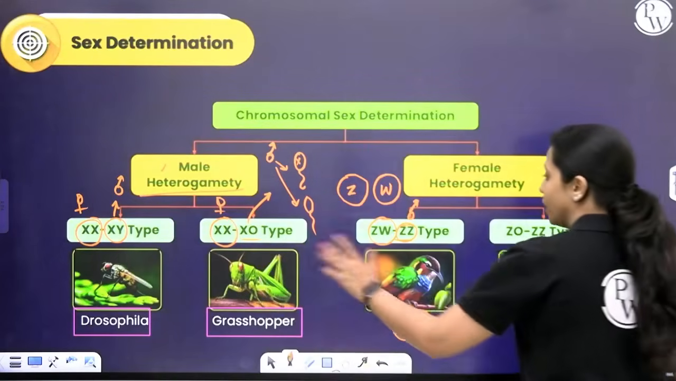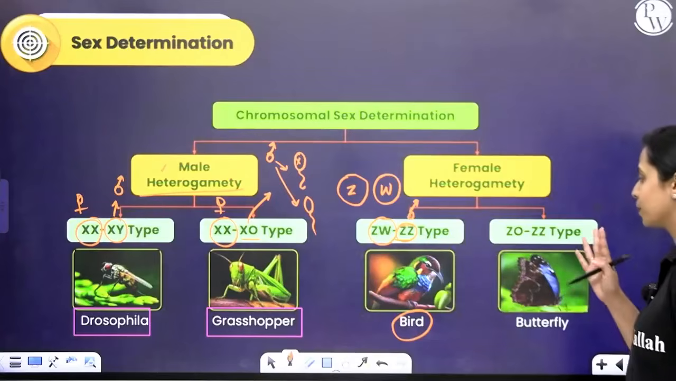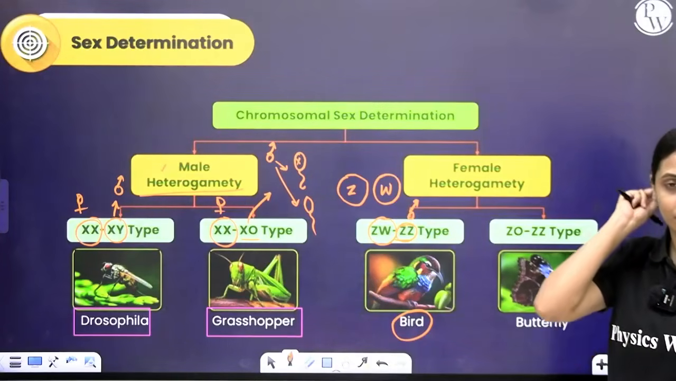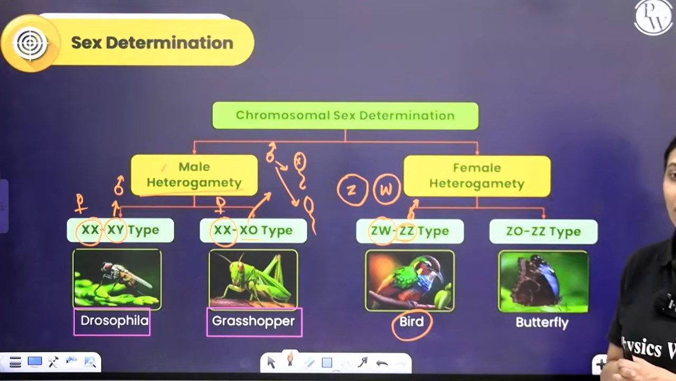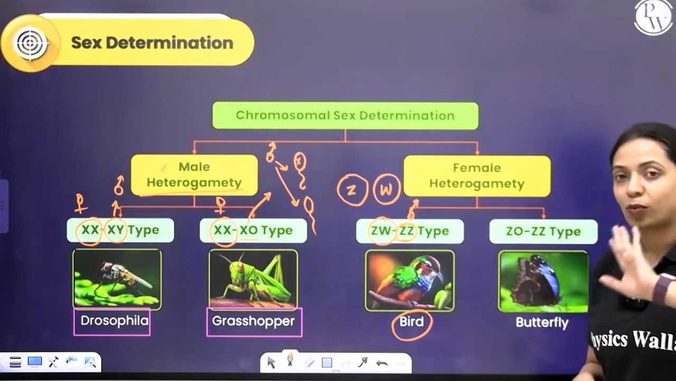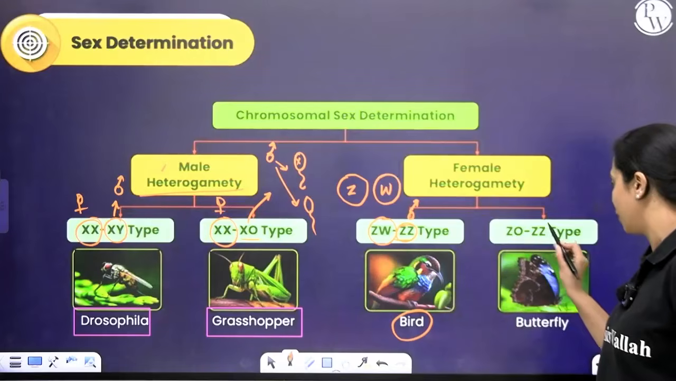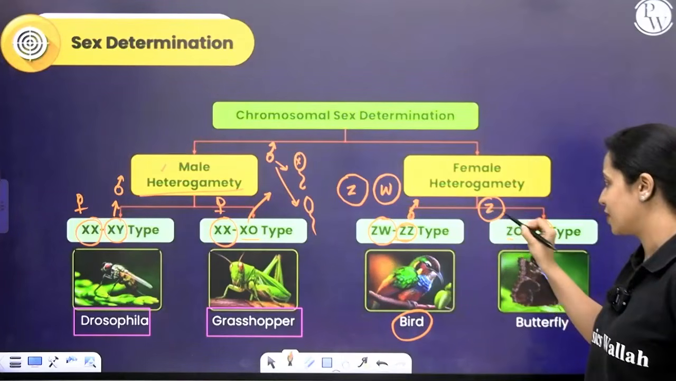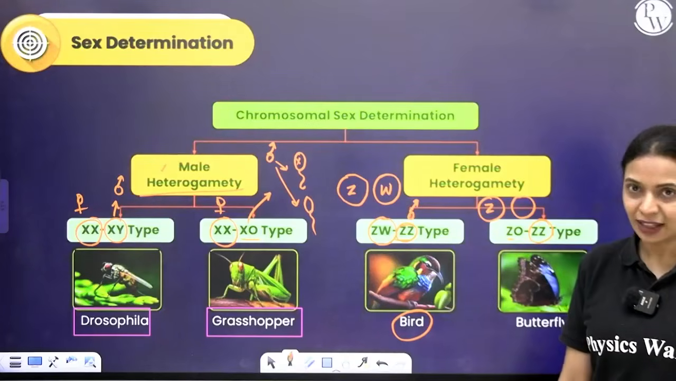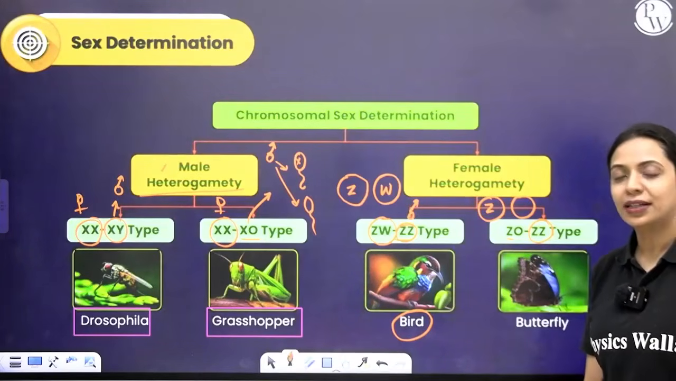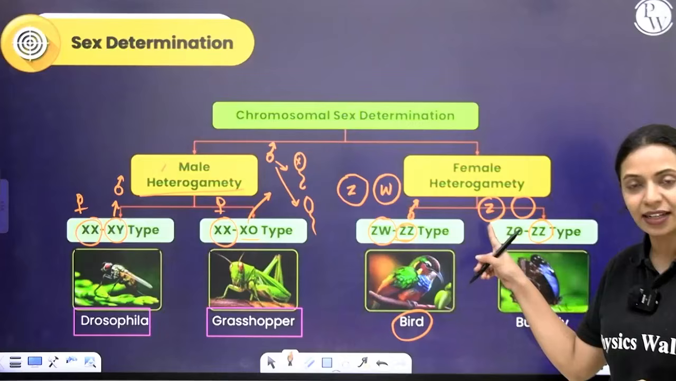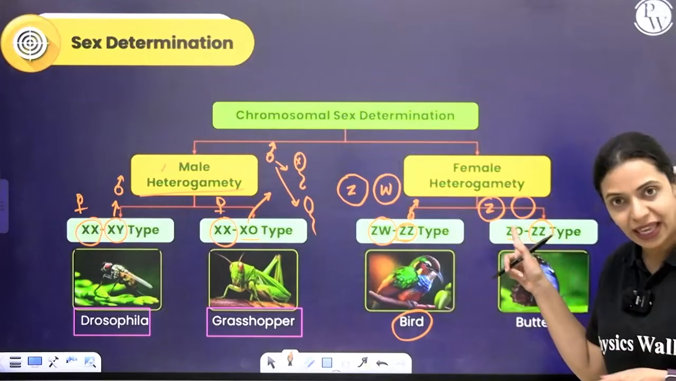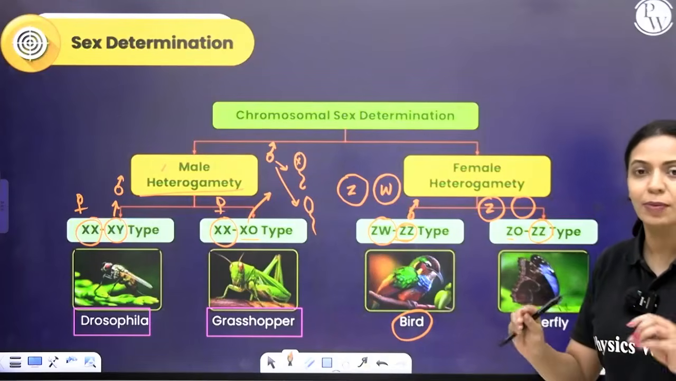In butterflies, similar to grasshopper, you can see ZZ-ZO type of sex determination. Over here, there's only one type of sex chromosome, Z chromosome. Males have 2 copies of them, females have only 1 copy of them. So, in some eggs, you will have Z chromosome, in some eggs, you will not have any sex chromosome. If a sperm containing Z chromosome fuses with the egg containing Z chromosome, it will become a male. If a sperm containing Z chromosome fuses with the egg containing no sex chromosome, it will become a female.